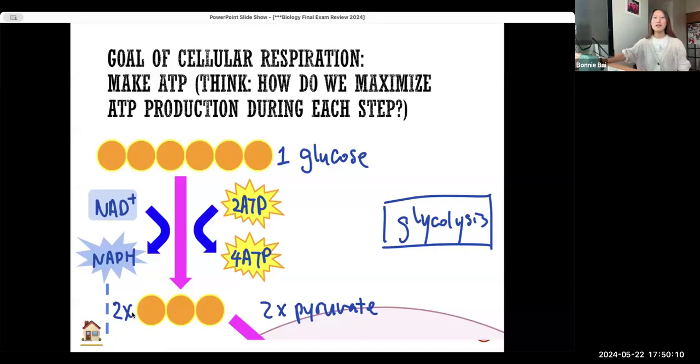Okay, so all of this is the first step called glycolysis. We have one main reactant, which is glucose. We have 3 products: you can say pyruvate first because that's your main product, pyruvate, ATP, and NADH.